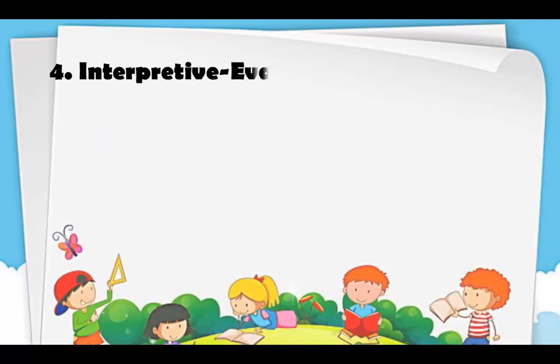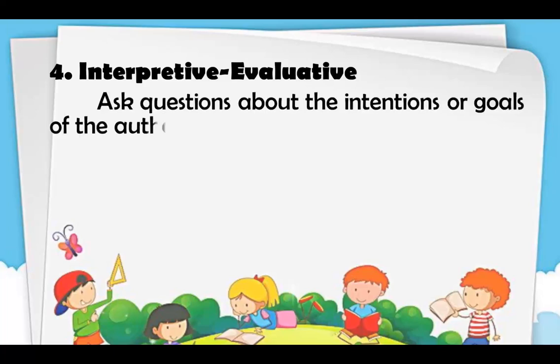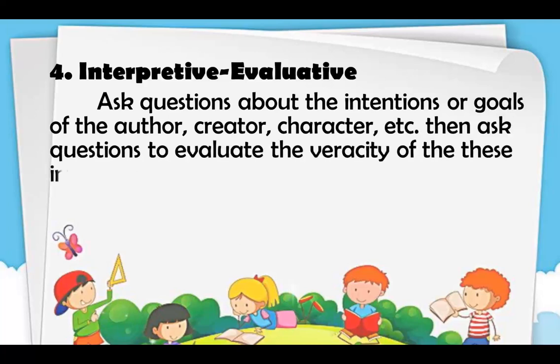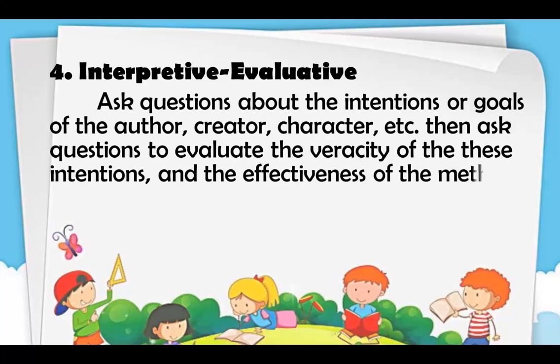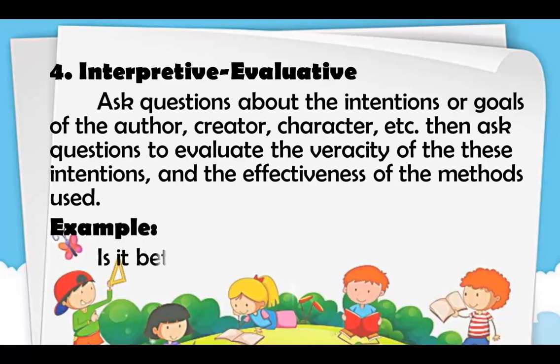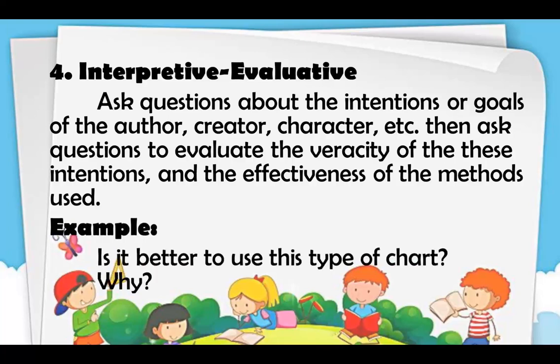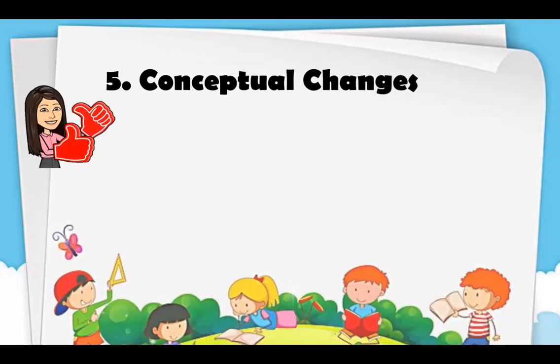The fourth type of thought-provoking question is interpretive evaluative. Ask questions about the intentions or goals of the author, creator, character, and others. Then, ask questions to evaluate the veracity of these intentions and the effectiveness of the methods used. For example, is it better to use this type of chart? Why? In this example, the speaker wants to know the effectiveness of using a certain kind of chart in a particular situation. Next, we have conceptual changes.